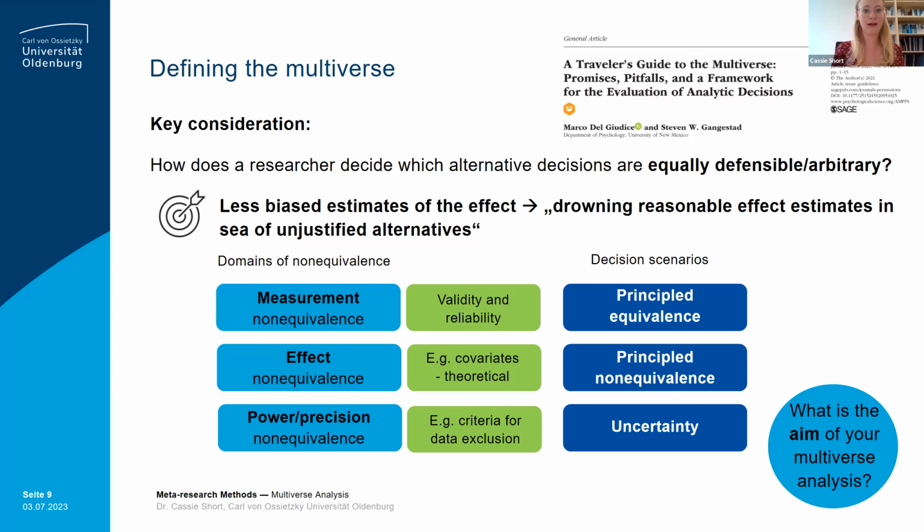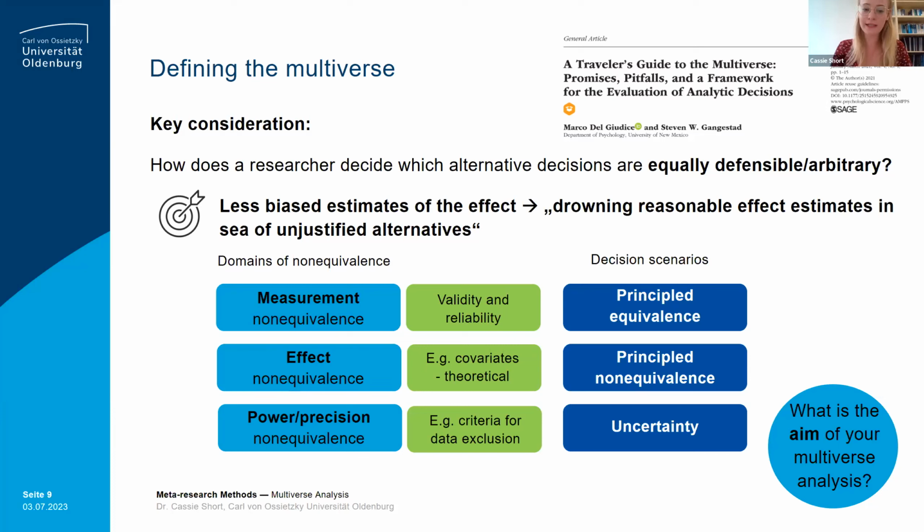So for example, if you decide to include covariates and not include covariates, then you're not actually testing the same thing. The effect that you're measuring isn't the same. It's no longer statistically equivalent. And they say instead this is a theoretical matter that should be decided beforehand.